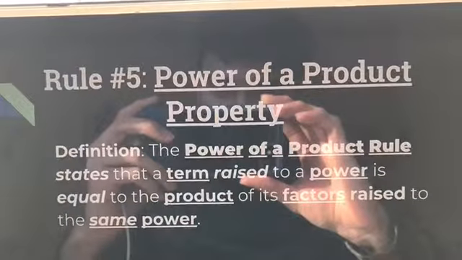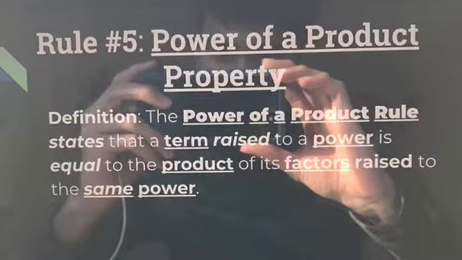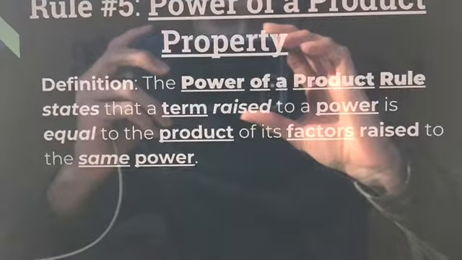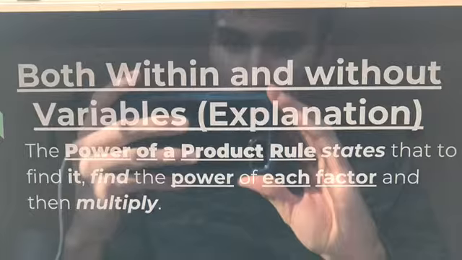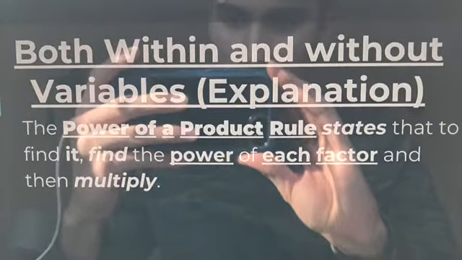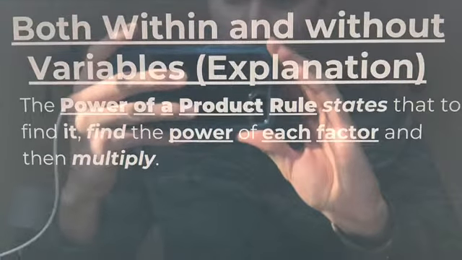Here's rule number 5, power of a product property. The power of a product rule states that a term raised to a power is equal to a product of its factors raised to the same powers. Explanation both within and without variables. The power of a product rule states that to find it, find the power of each factor and then multiply.